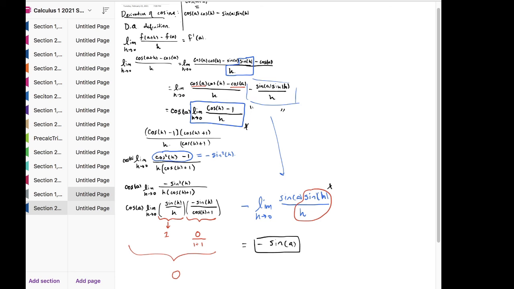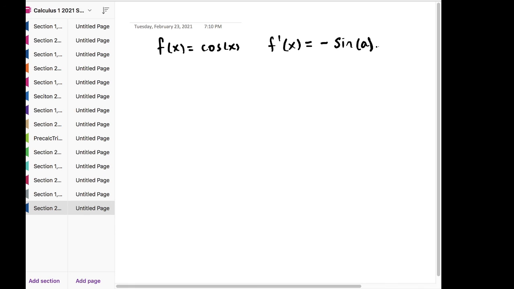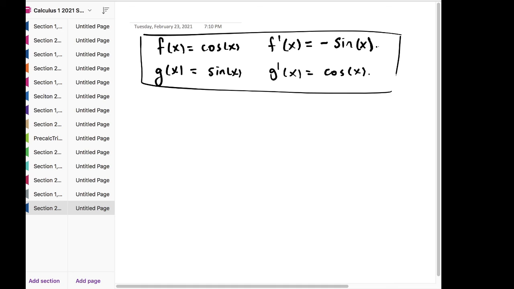Okay, so yes. Oh, let's make it x. So the other one we did before was if g of x is equal to sine of x, g prime is equal to cosine. So these are some laws that we have, or formulas. Okay, so let's find the derivative of sine times cosine.